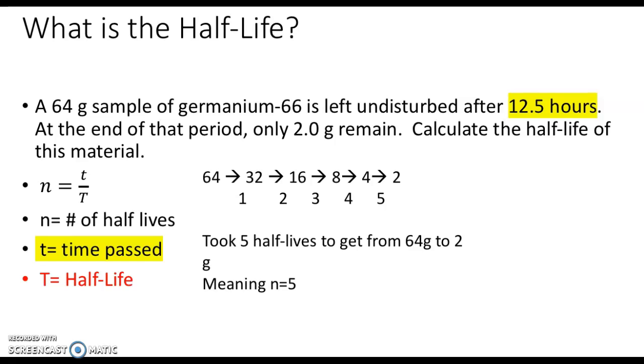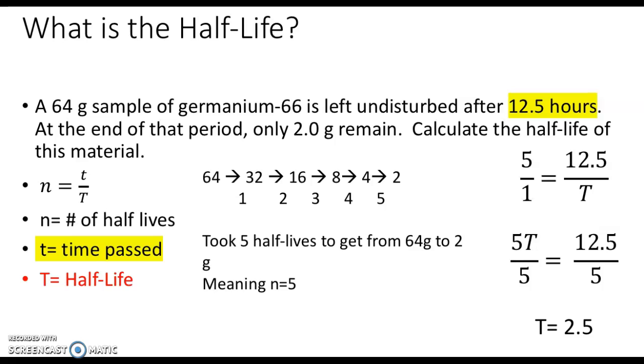I'm going to take that information and plug it directly back into the formula. So I know my n equals 5, my little t equals 12.5. I don't know what my big T is, so I'm going to leave it there. And then I'm going to put a 1 underneath my 5, because I'm going to go ahead and cross multiply. So 5 times t is going to give me 5t, and 1 times 12.5 will give me 12.5. So then I have 5t equals 12.5.